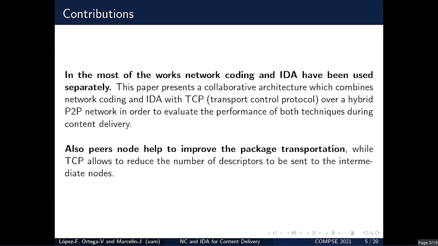Contributions. In most of the works, network coding and IDA have been used separately. This paper presents a collaborative architecture which combines network coding and IDA with TCP, Transmission Control Protocol, over a hybrid peer-to-peer network in order to evaluate the performance of both techniques during content delivery. Also, peer nodes help to improve the package transportation, while TCP allows reducing the number of descriptors to be sent to the intermediate nodes.